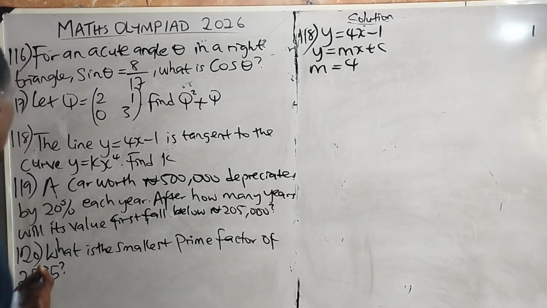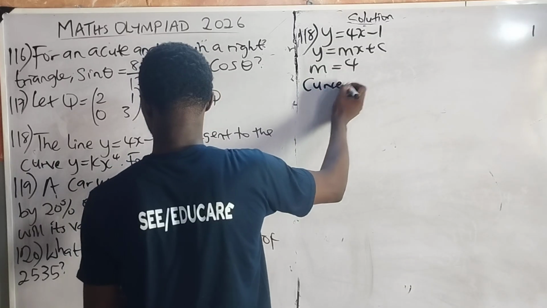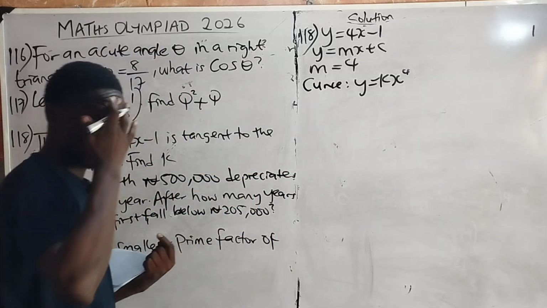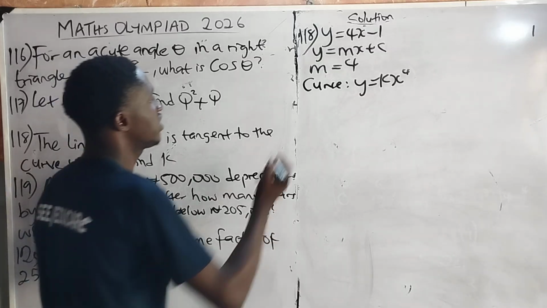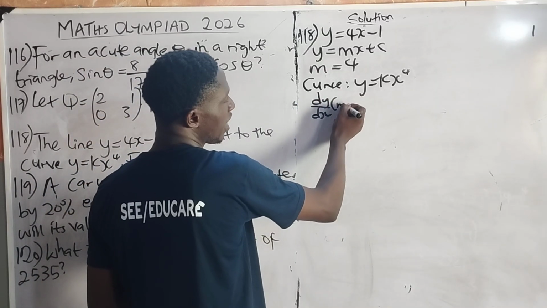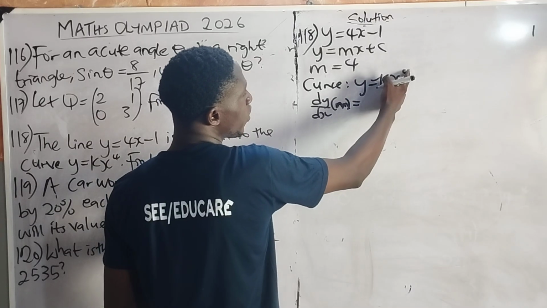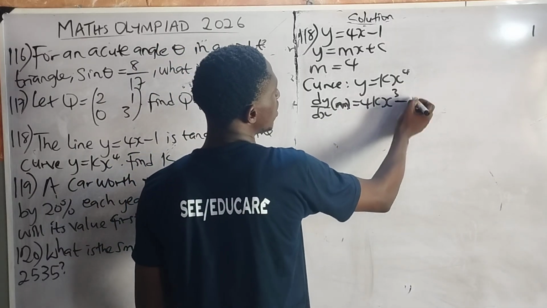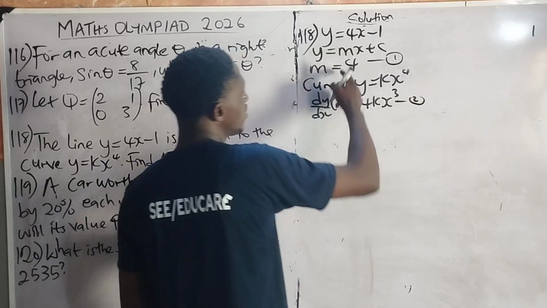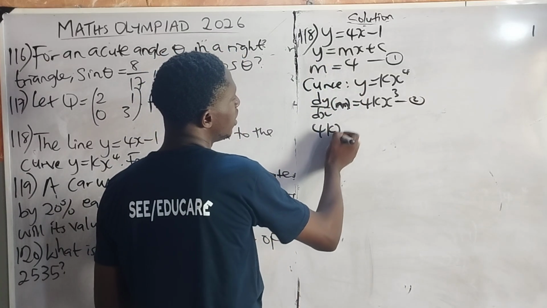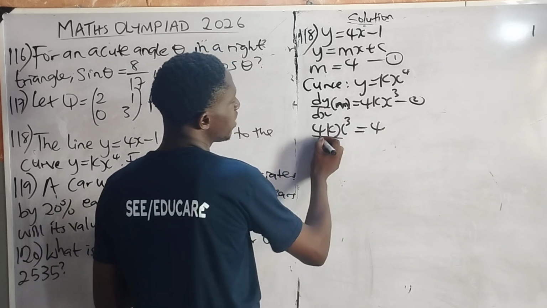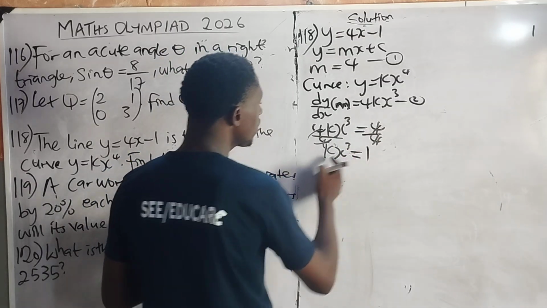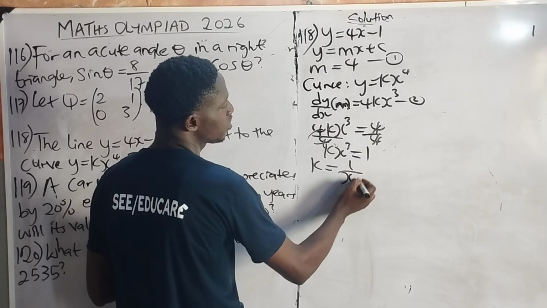Then to this curve, our curve is y is equal to k x raised to the power of 4. And remember, you get your gradient or slope when you do your differentiation. Let's differentiate. dy over dx, which is this m, is equal to 4 times k, which is 4k, x raised to the power of 4 minus 1, which is 3. So let's call this equation 1 and equation 2. Let's equate this and this together. So we have 4k x raised to the power of 3 is equal to 4. Let's divide both sides by 4. Our k x raised to the power of 3 is equal to 1. Making k the subject, k is equal to 1 over x raised to the power of 3.